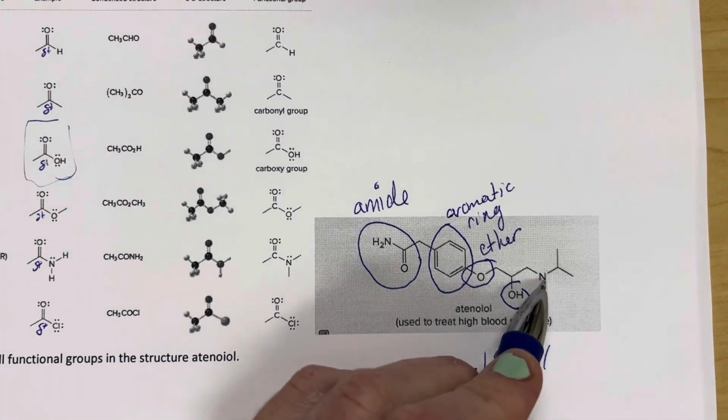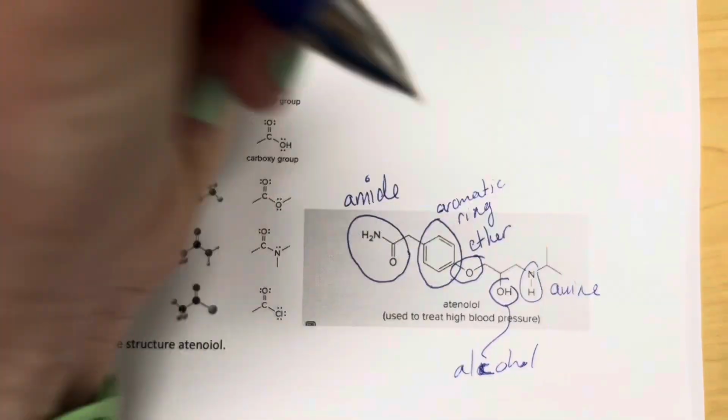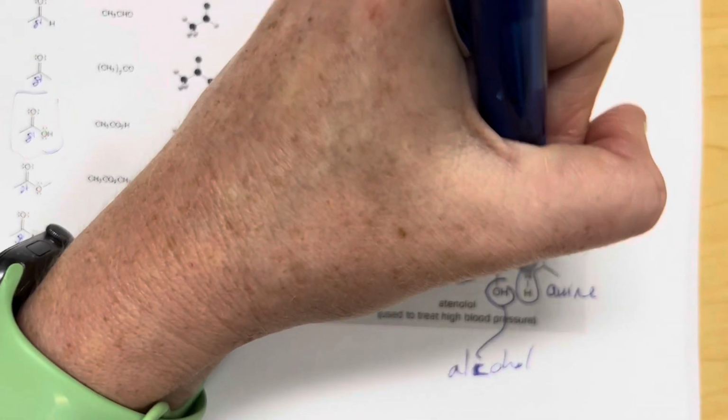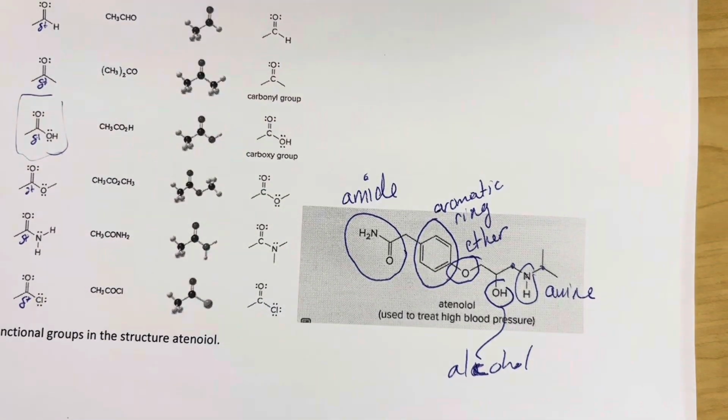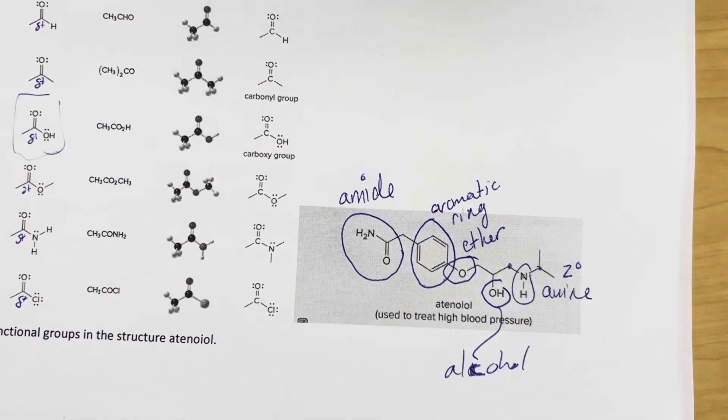And last but not least, we have this right here, which I would classify as an amine. But you might even take it one step further and recognize that this N is attached to 2 carbons. And remember, we said amines can be primary, secondary, tertiary. This is a secondary amine.